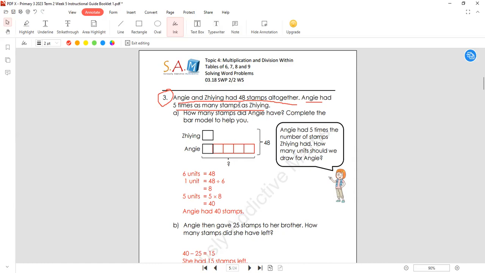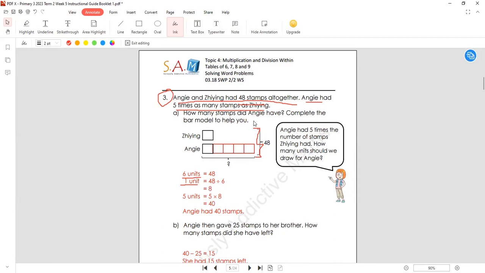Okay, then we can do the labeling. They have 48 altogether. That means altogether 48. Now, how many units equals 48? 1, 2, 3, 4, 5, 6. 6 units equals 48. And for this kind of bar model, it's always about finding the value of 1 unit. If 6 units is 48, 1 unit is 48 divided by 6. 1 unit equals 8.